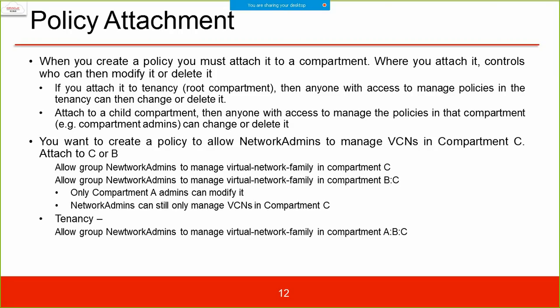Similarly, if you have only 3 compartments A, B and C, you can do the same thing at tenancy level: allow group network admins to manage virtual network family in compartment A, B or C. So A:B:C means you are giving the rights to either A or B or C. That's how we attach the policy.